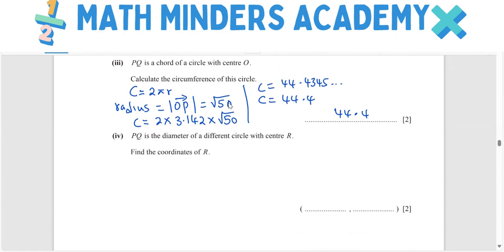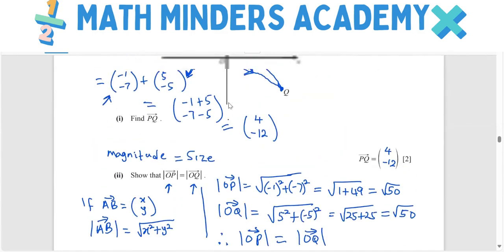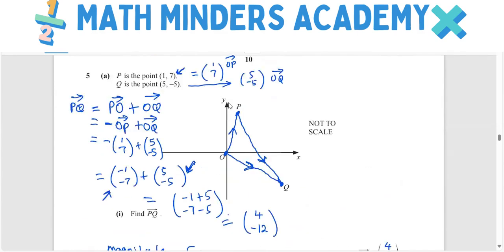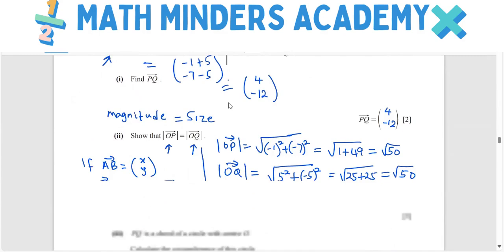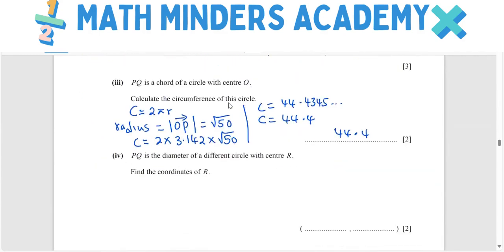Now we move on. It tells us that PQ is the diameter of a different circle with center R. Find the coordinate of R. If we go back to the diagram here, if PQ is the diameter and the center is R, remember that the diameter divides the circle into two semicircles.